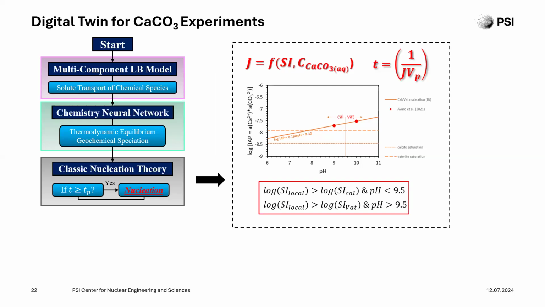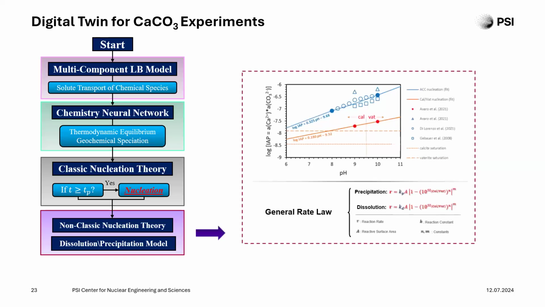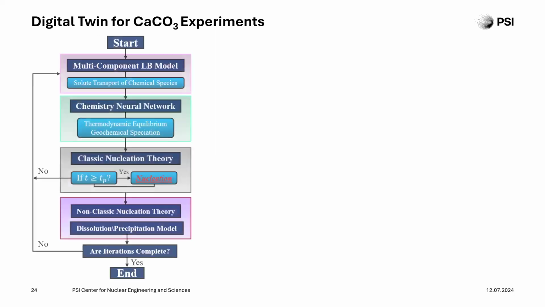For the nucleation of different polymorphs of calcium carbonate, we constrain this by using the empirical threshold of the pH as saturation index. And further, we also want to describe the formation of amorphous calcium carbonate in our model, so we will apply non-classical nucleation theory. And we also need to incorporate the dissolution-precipitation models, for which we will use a general rate law equation to calculate the reaction rate. So from this loop, we can finish the design of our digital twin for calcium carbonate experiments.